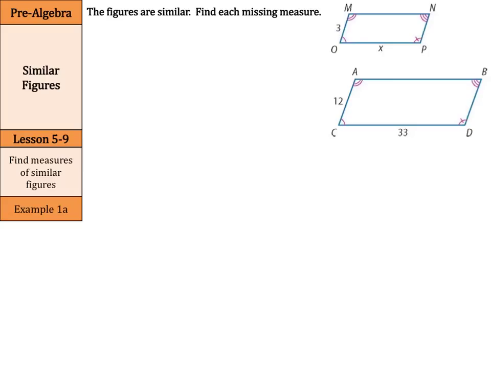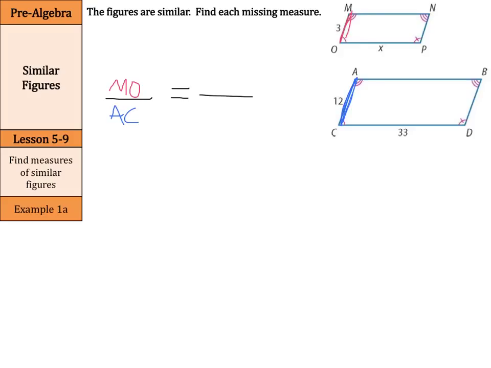The figures are similar in our example, and we want to find each missing measure. Well, we're given a 12 and a 33 with ABCD, and a 3 and an X with MNOP. So, 3 and X, 12 and 33, and we're looking to find our X. We can set up a proportion to solve this. We're going to say MO is going to equal AC. Notice how MO and AC are corresponding sides.